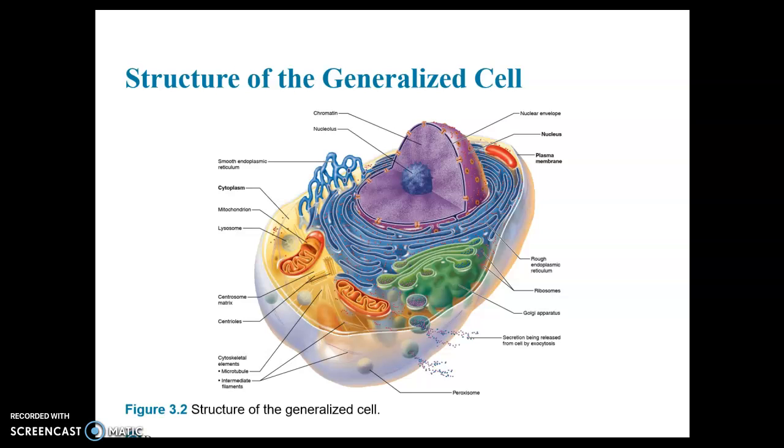Then we have peroxisomes, which are similar to lysosomes, but they typically break down fatty acids. And they're called peroxisomes because they produce peroxide as a byproduct. Then we have the Golgi apparatus, which packages products from the endoplasmic reticulum, packages them into vesicles, and releases those products outside the cell in a process called exocytosis.